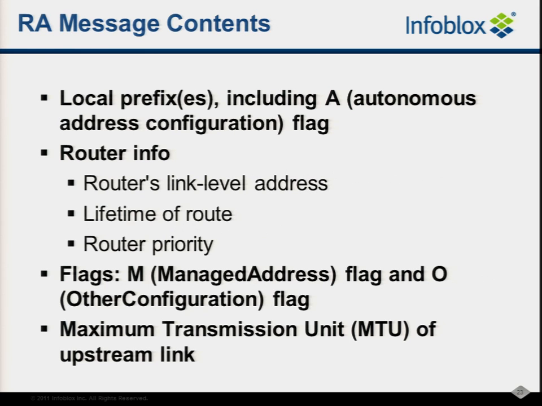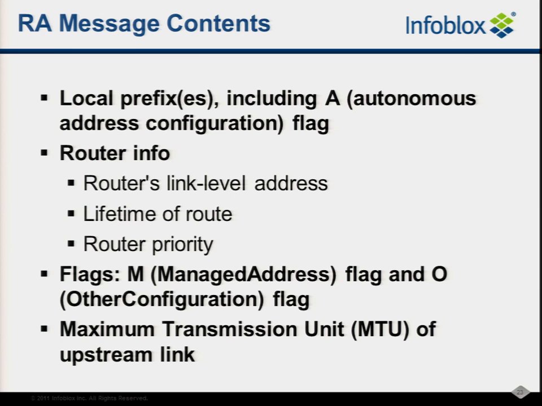So the RA has a bunch of stuff. The most obvious thing in some ways has whatever prefixes are available to be used on that network. And if the A flag is on, it says, here's the prefix, and you can give yourself an address using that same host ID you have for link local. You can just slam it onto this prefix and be happy. Now, I can get a prefix announcement with the A bit off. What that tells me is this is the prefix for my network, but I am not allowed to actually give myself an address.